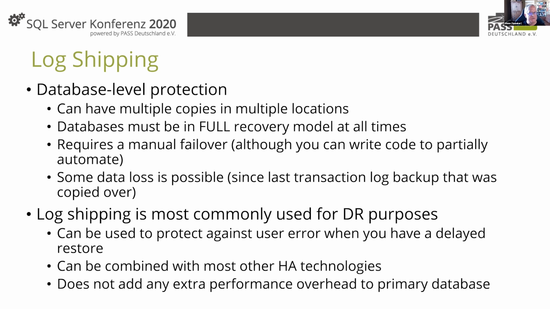And then some data loss is possible, because what log shipping is doing is it's automating the process of taking log backups. So with log shipping, you take a log backup and copy it somewhere else, and then you restore it to the destination. You have agent jobs that are doing those 3 steps. And if you're in full recovery model, you're already taking log backups. So you're just automating this and changing how it works a little bit to give you extra copies of your databases.